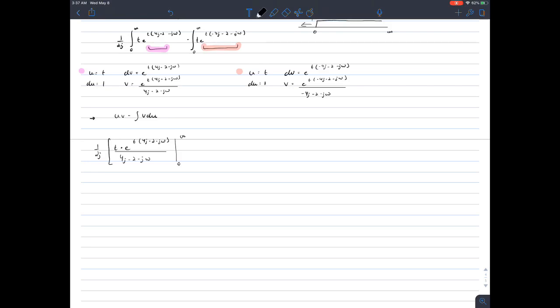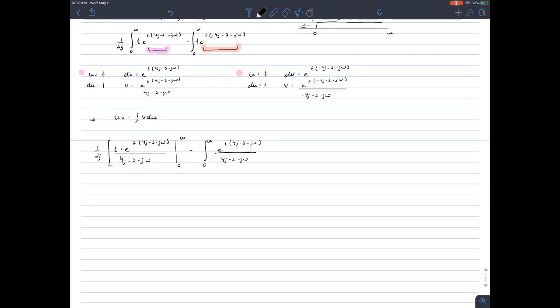And that's going to be from 0 to infinity, minus the integral from 0 to infinity of v du. So du is just going to be 1, so we're not going to worry about it. V is e to the (4j minus 2 minus j omega)t, divided by 4j minus 2 minus j omega. Okay, so this is the purple part. Now we're moving on to the red part.